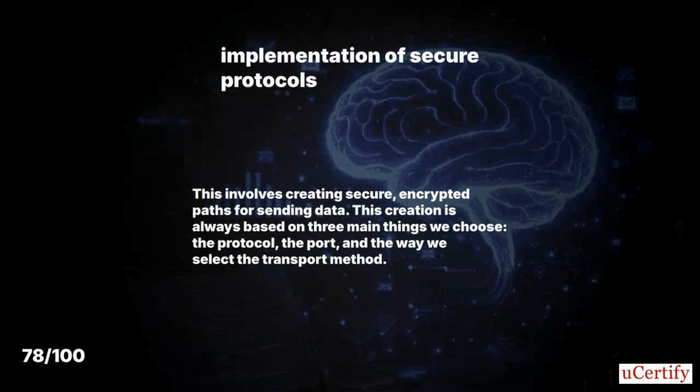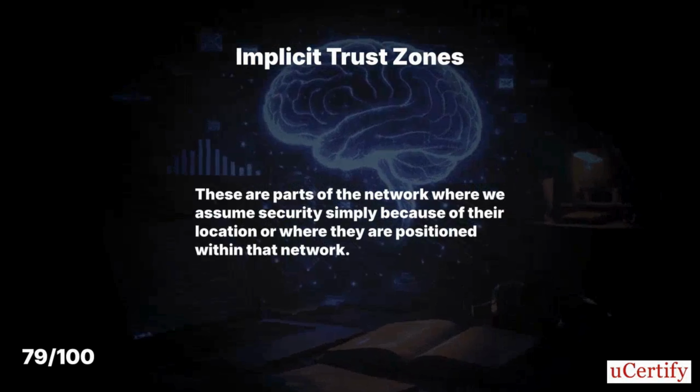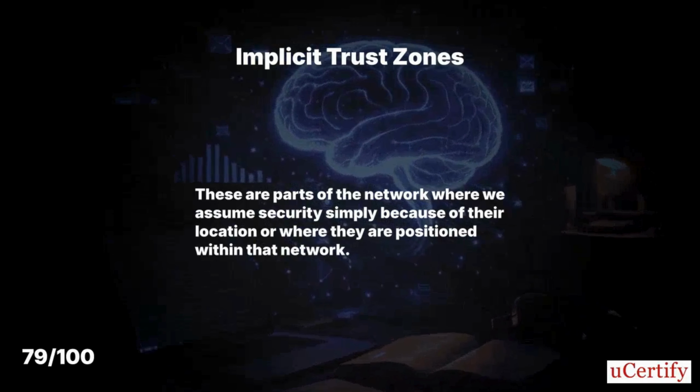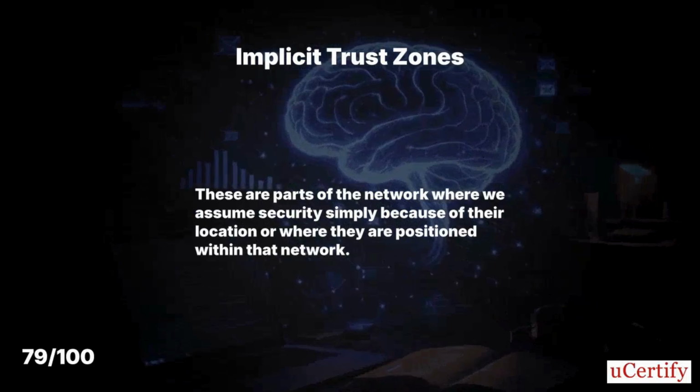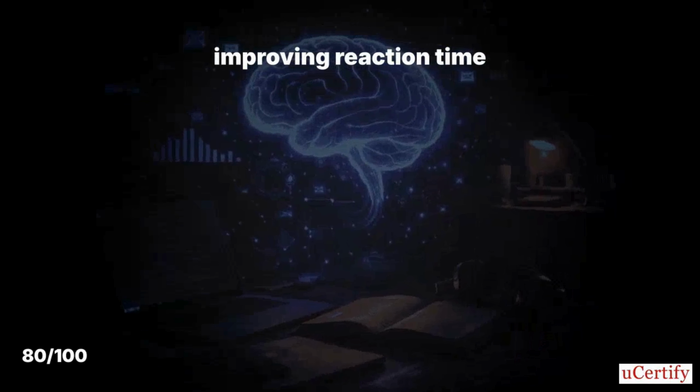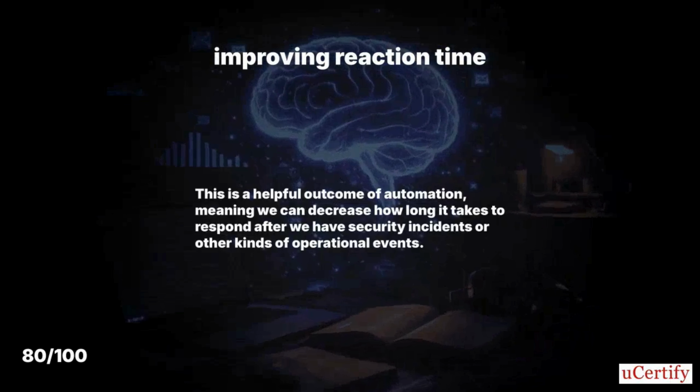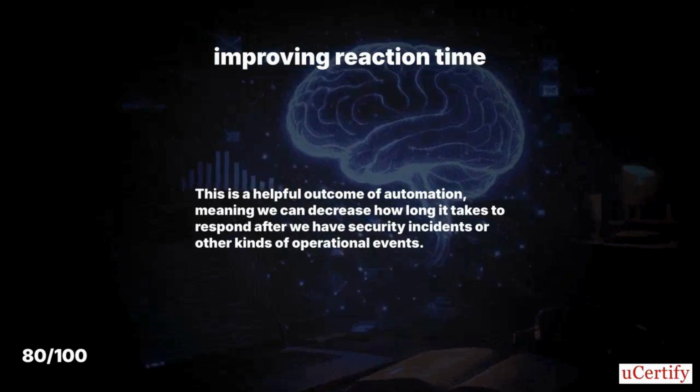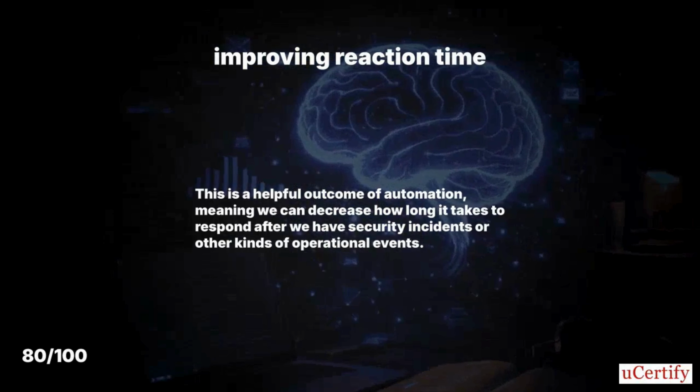Implicit trust zones. These are parts of the network where we assume security simply because of their location or where they are positioned within that network. Improving reaction time. This is a helpful outcome of automation, meaning we can decrease how long it takes to respond after we have security incidents or other kinds of operational events.